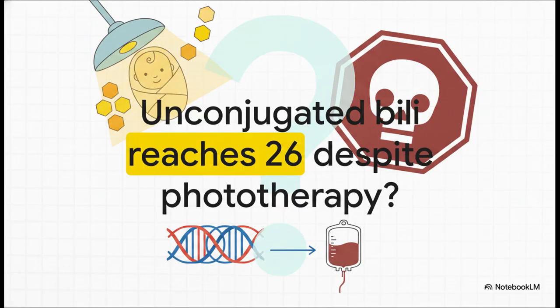Despite phototherapy, an infant's unconjugated bilirubin rapidly climbs to 26 milligrams per deciliter. Next step, initiate an immediate exchange transfusion. A bilirubin level over 25 is a critical emergency to prevent neurologic dysfunction. Simply intensifying standard phototherapy just isn't enough anymore. You only stick to phototherapy if levels are safely below that neurotoxic threshold.